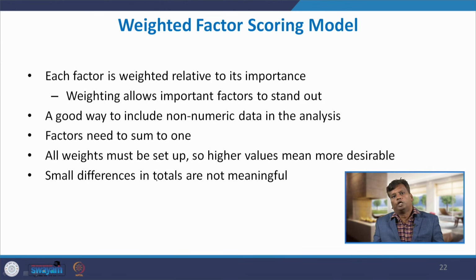A good way to include non-numeric data in the analysis is by using this weighted scoring model. The factors' weightage, when you add it, the sum should come to 1. All weights must be set up. Higher values mean more desirable. Small differences in the total of your overall score are not meaningful. So, we have to see that there is a significant difference between the score of one project versus another project.